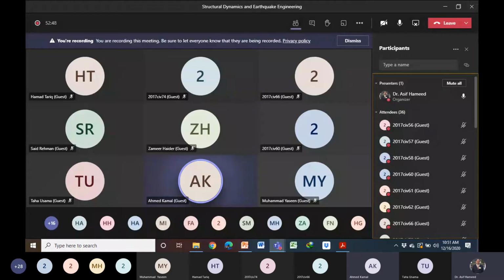This method is much easier than the actual dynamic procedure. That is the only reason, no other reason. This is the main reason, that we can easily find out the response by performing the static analysis instead of the dynamic analysis. This method is easier than the previous methods. What do you think?